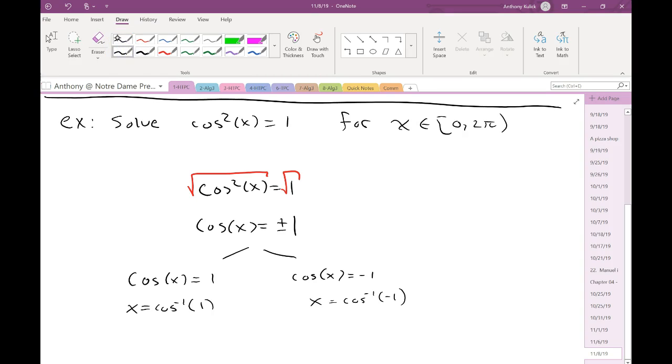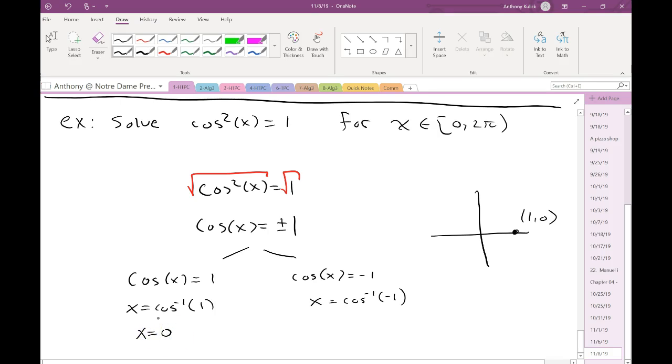So I could do that on my calculator, or I can try to do this on the unit circle. I recognize these are unit circle values for cosine. So I know that cosine is equal to the x coordinate. So I have one answer here when cosine is equal to 1, that occurs at 0. And then I have another answer over here where cosine of x is equal to negative 1. There, x is pi. Everybody okay with that idea?